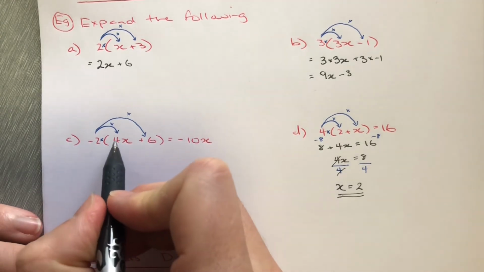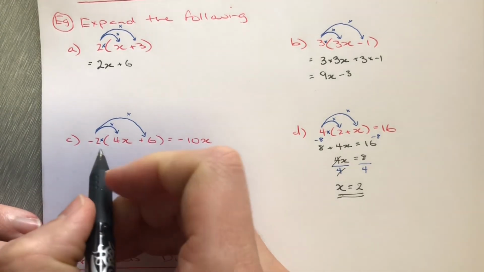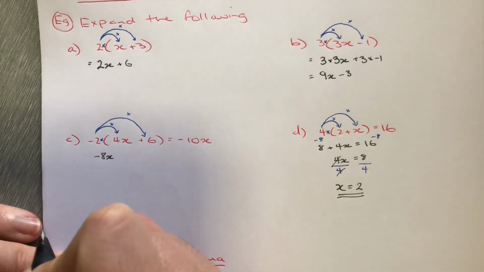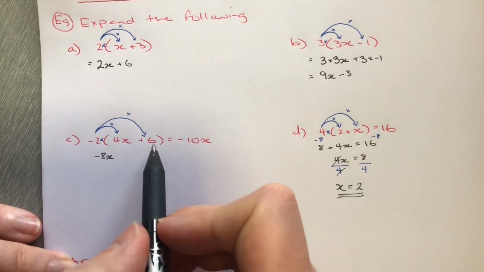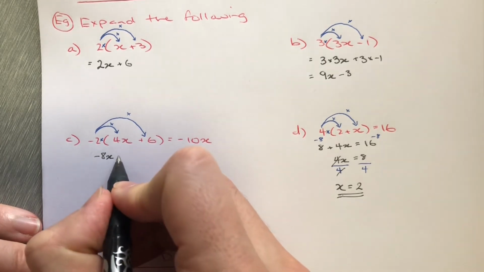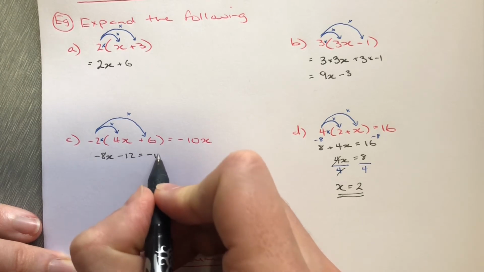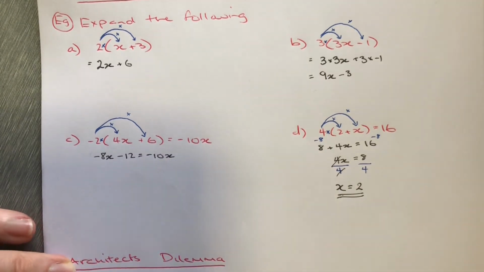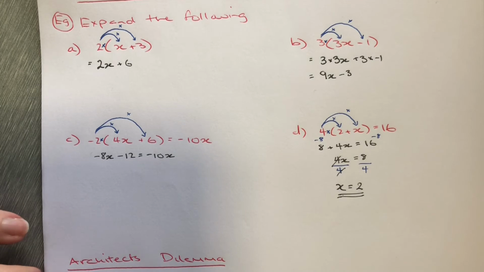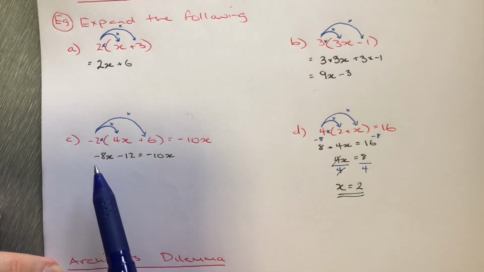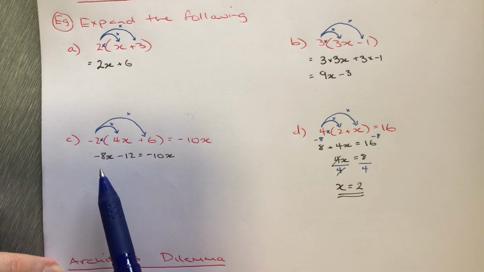Alright, so -2 times 4x will give us -8x. -2 times 6 will be -12. And that equals whatever we have on the other side, so -10x. Cool. Now, you see how we've got those letters on both sides? We don't like that. We only want them on one side. So I want to keep my letter on this side because I feel a little bit more organized like that.